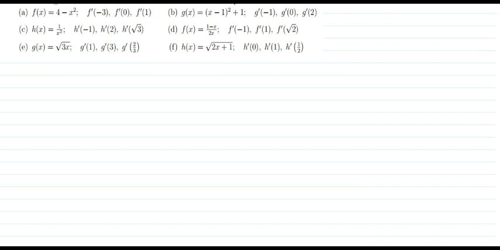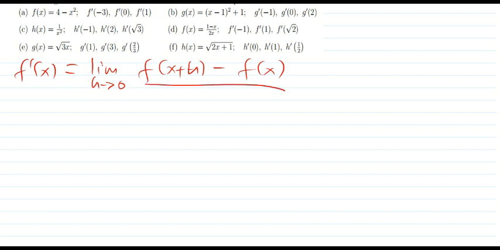So, f prime of x is the limit, that is the formula, as h approaches 0 of f of x plus h minus f of x, everything divided by h. What does it mean? In the function f, where there is x, we are going to put x plus h, and then minus the original function.